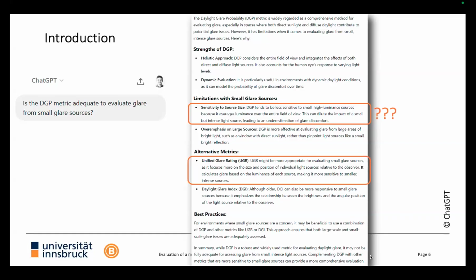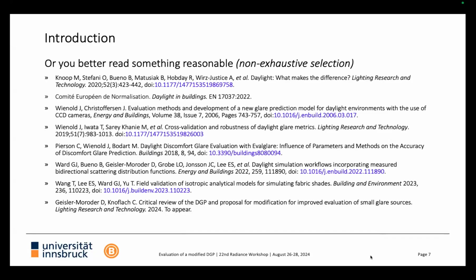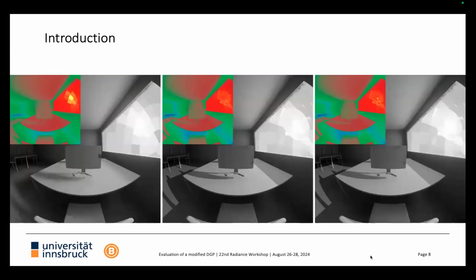And again, it proposes to use UGR, and it says UGR might be appropriate for evaluating small glare sources as it focuses more on the size and position of the individual light source. Although from UGR, we know that for small glare sources, you shouldn't use it. So that ended my conversation with this sparring partner. I propose something to read, something more reasonable if you really want to get into that, just as a starting point. There's a lot of work out there where you can find all the details and background information.